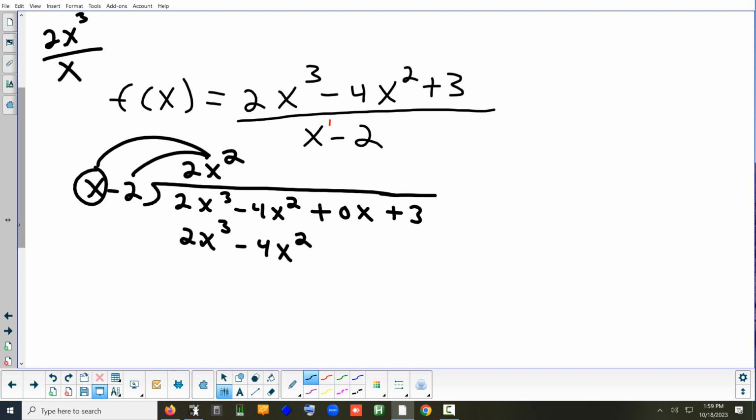And anybody remember what we do with the columns? Yep. Subtract. We're going to subtract the columns. Okay. Isaiah, what's 2x cubed minus 2x cubed? 0. Okay. That should always disappear. And Lily Rose, what's negative 4x squared minus negative 4x squared? 0. That cancels too. There's not really a lot left to do here. Bring down your next term.